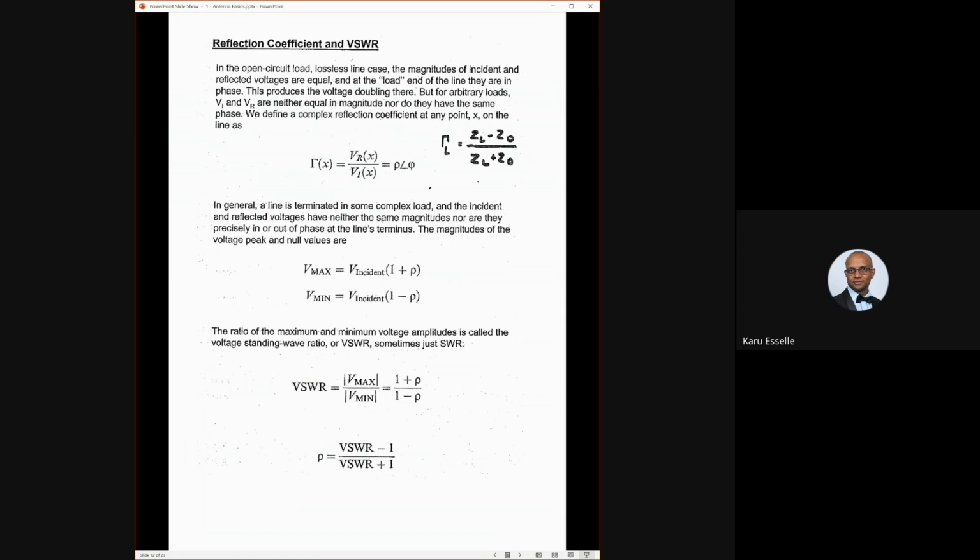So the maximum voltage along the transmission line is the incident voltage times 1 plus rho, and the minimum voltage is 1 minus rho. In fact, if you can measure the voltage along the transmission line, you see this variation along the length x. So the ratio between maximum voltage and minimum voltage is called VSWR, voltage standing wave ratio. VSWR is Vmax divided by Vmin, and that is equal to 1 plus rho divided by 1 minus rho.